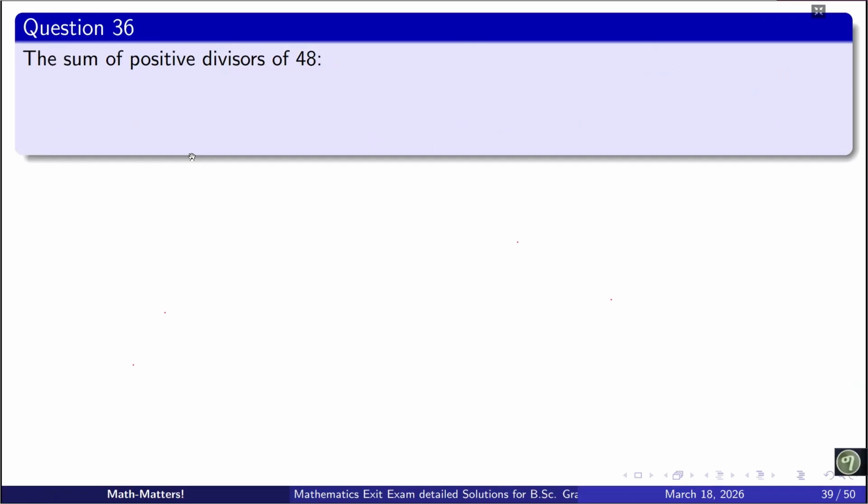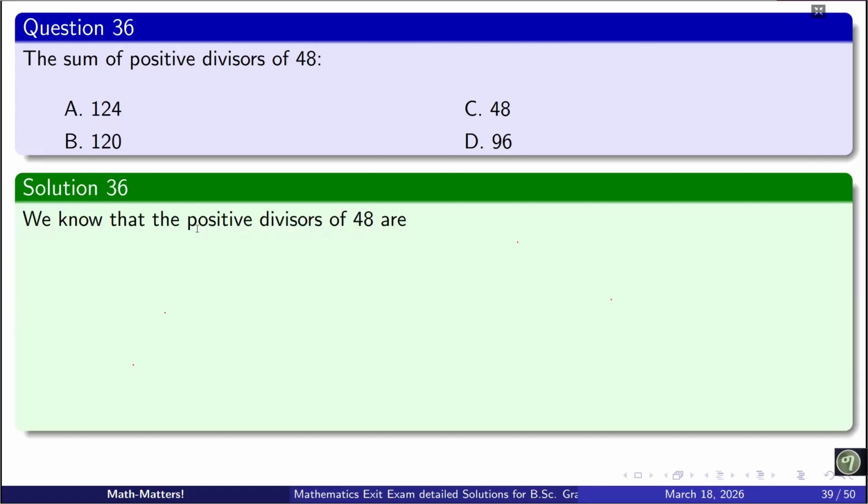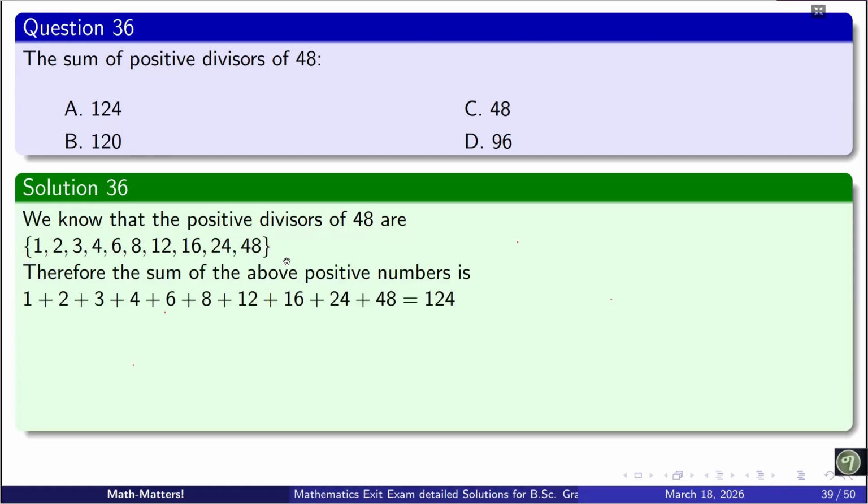The sum of the positive divisors of 48. We know that the positive divisors of 48 are 1, 2, 3, 4, 6, 8, 12, up to 48. All these are positive. So the sum of the positive divisors of 48 means we are asked to determine the sum of these divisors. Their sum is 124. So obviously the answer is A.